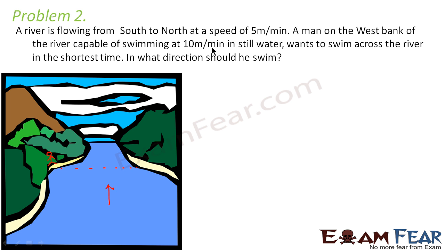Now he is capable of swimming 10 meters per minute in still water. That means if the water is not moving at all, in that case he can swim at the rate of 10 meter per minute. So he wants to swim this river in the shortest time. So in what direction should he swim? Now let us visualize the diagram given here. Let us convert it into a simplified diagram. So let us suppose that this is the river. This is the person who wants to cross the river.